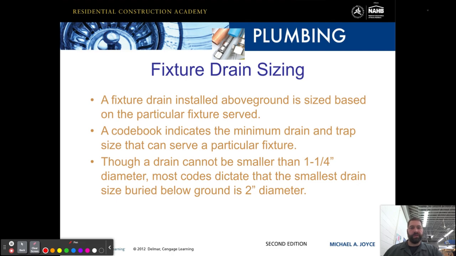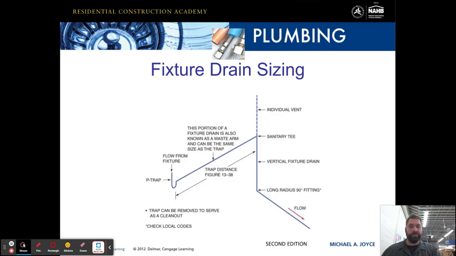A fixture drain installed above ground is sized based on the particular fixture served. A code book indicates the minimum drain and trap size that can serve a particular fixture. So we're going to look at the code book for this. That's not going to be something that we're just going to pull out of thin air. We're going to look at the code book. Though a drain cannot be smaller than 1¼ inches, which we've said multiple times, in diameter, most codes dictate that the smallest drain size buried below ground is 2 inches in diameter.